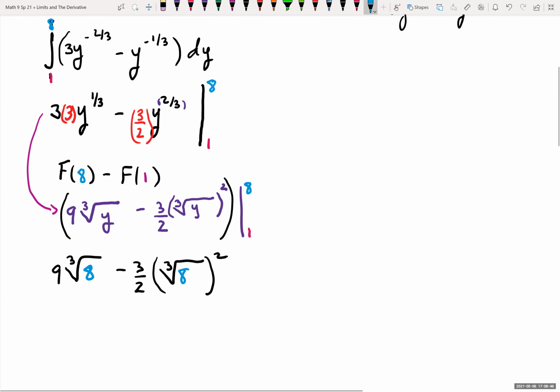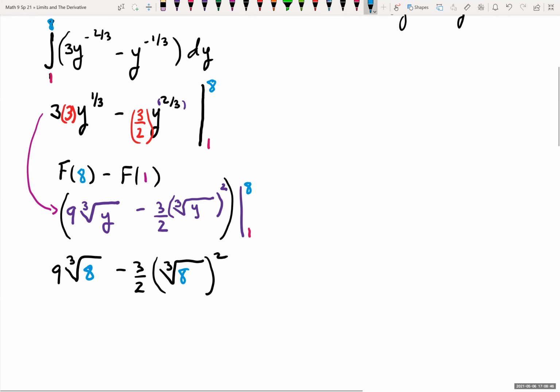Okay, so we think to ourselves, what am I cubing to get back 8, which is 2? So we have 9 times 2 minus 3/2. Again, what will we cube to get 8, which is 2? But then I have that 2 is squared. So that will give me 4 here, times 4. Minus, bracket. So 9 times the cubed root of 1. Cubed root of 1 is 1. So 9 times 1 is 9. Minus 3/2. And cubed root of 1 is 1. And 1 squared is 1. So it's just that minus 3/2 there.